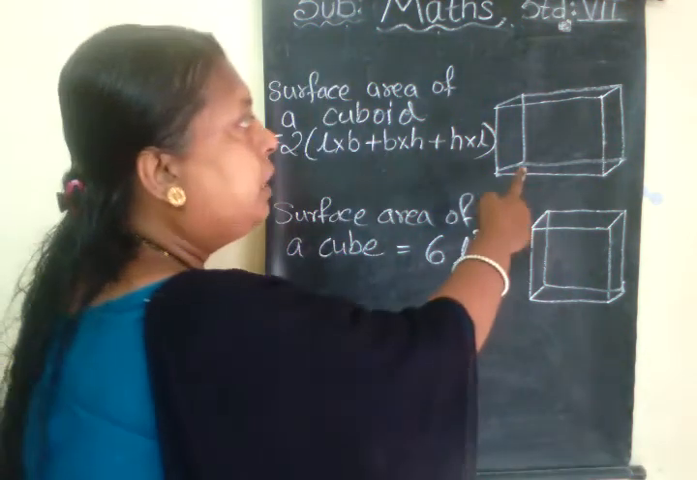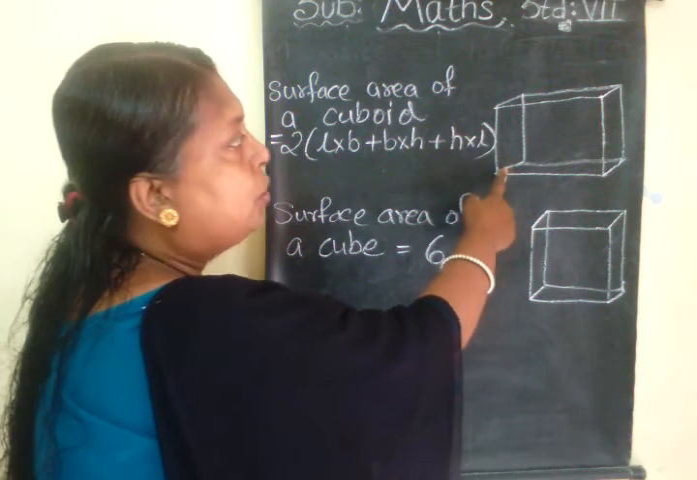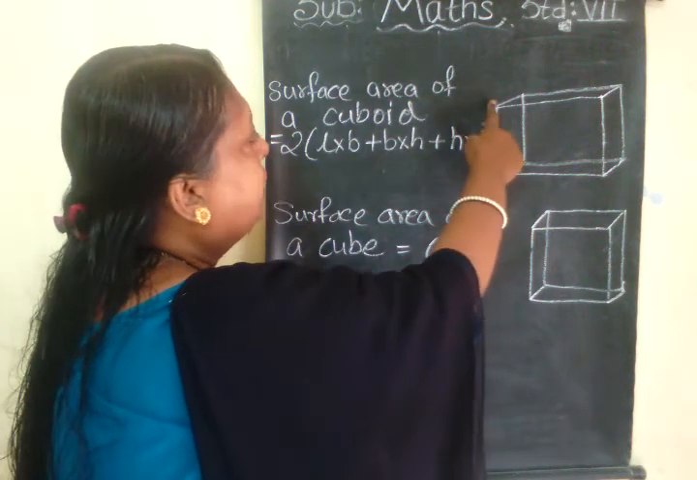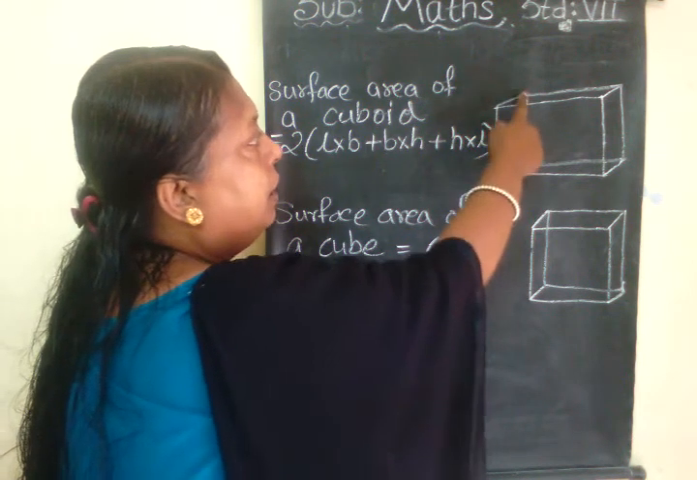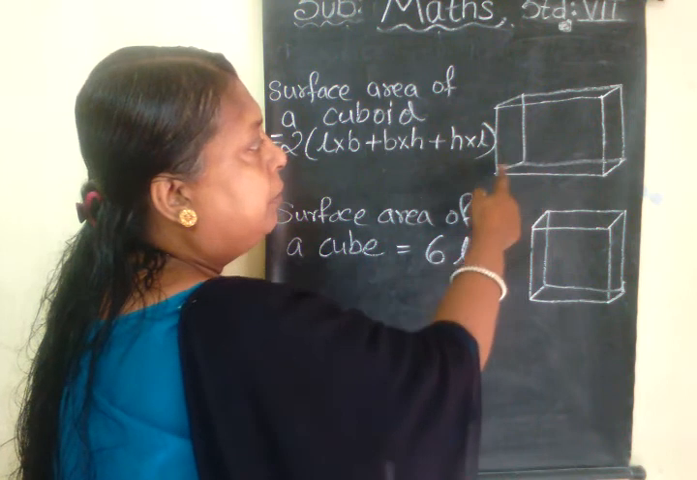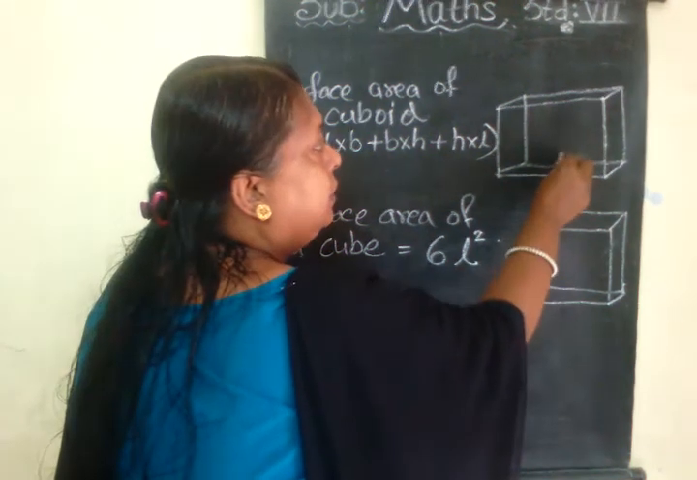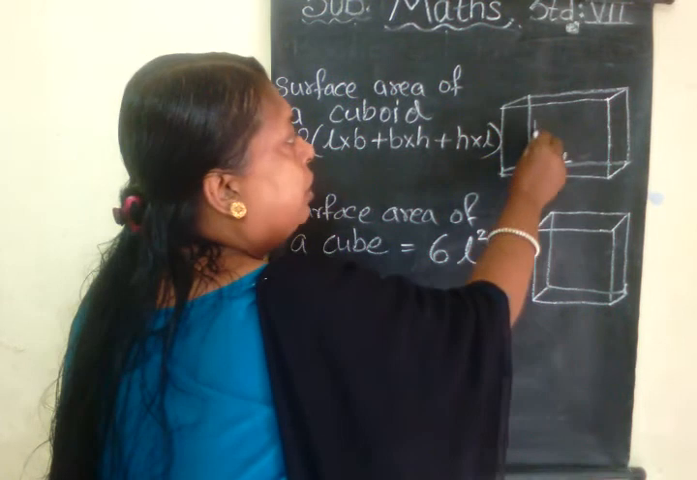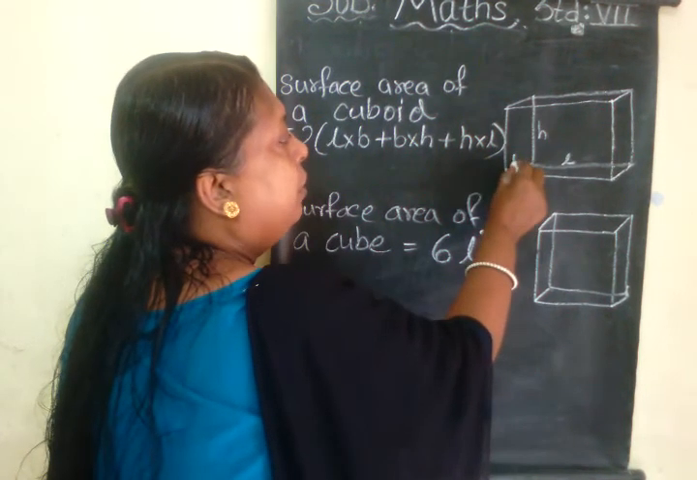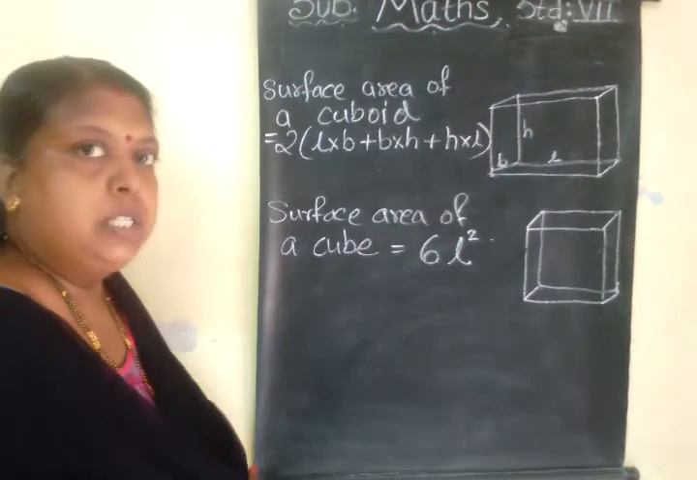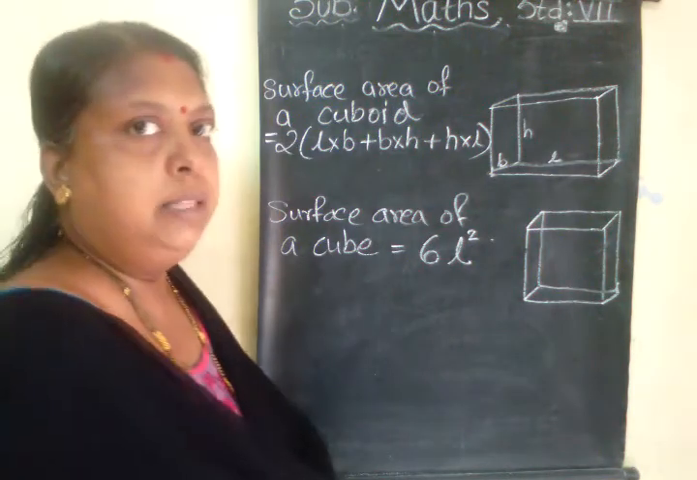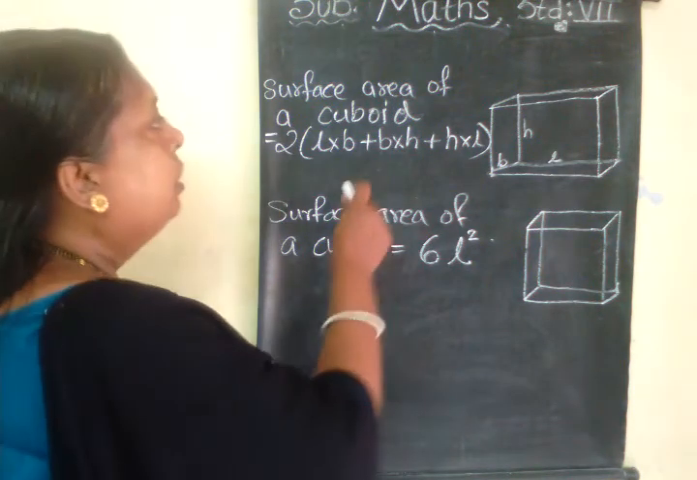Children, this is the cuboid. Now when you see this cuboid, you will find height, breadth and length. This is the length, this will be your height and this will be your breadth. Since it is rectangular, it has length, breadth and height.